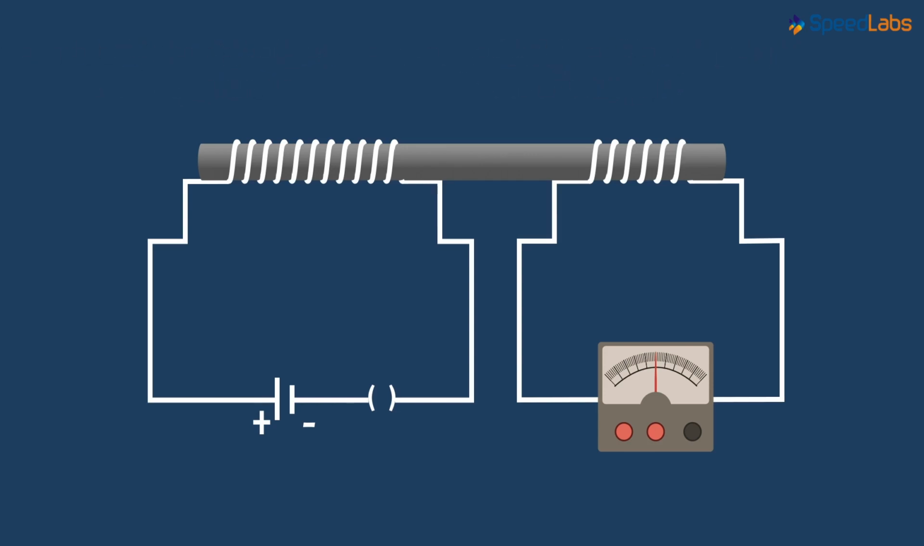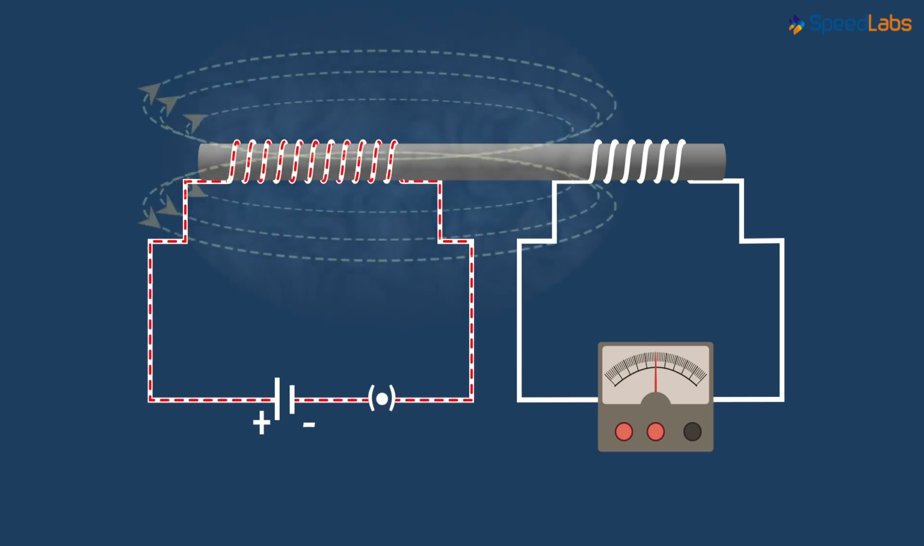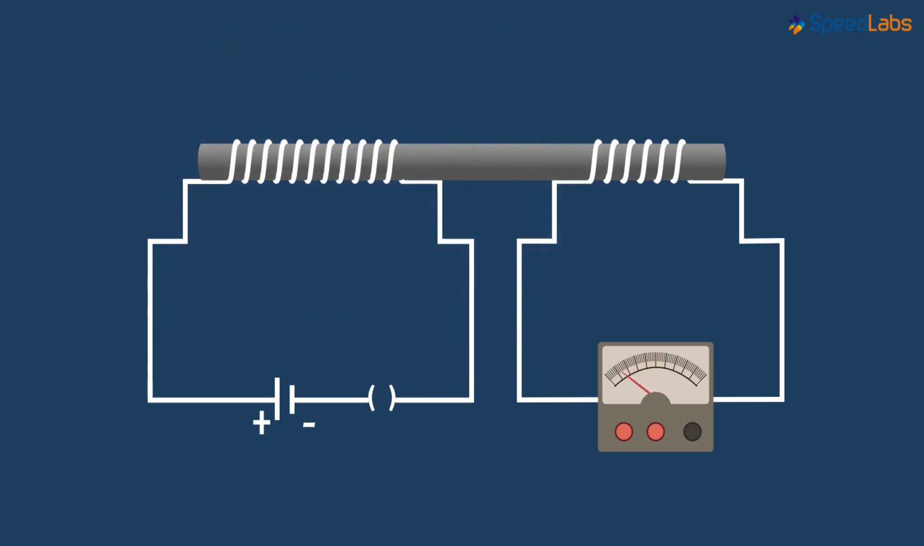So how can we understand what happened here? The magnetic field of a conductor induced a current in another conductor. This process is called electromagnetic induction. Here, magnetic field of coil 1 induced current in coil 2.